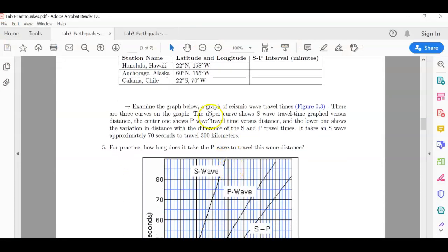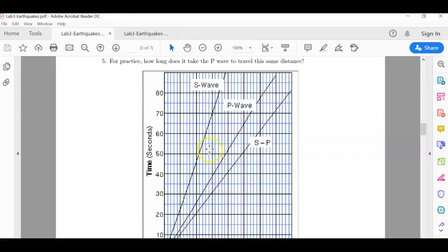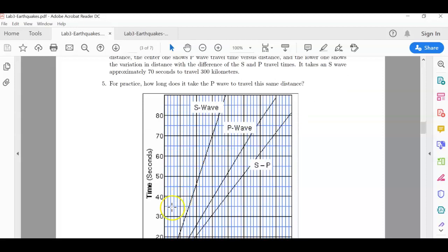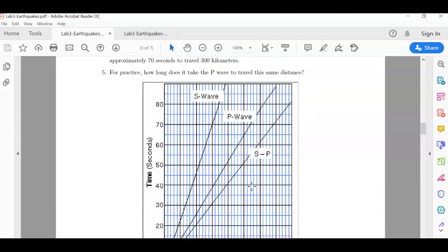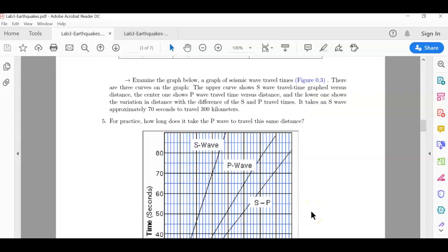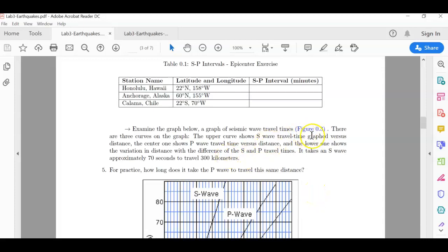Alright, so examine the graph that you have below, a graph of seismic wave travel times. There are 3 curves on this graph: 1, 2, and 3. The upper curve is the S-wave travel time graphed versus the distance. Travel time is on the y-axis, and at the bottom is distance in kilometers. So the first curve shows you the S-wave arrival time depending on how far away it was felt, versus the distance.